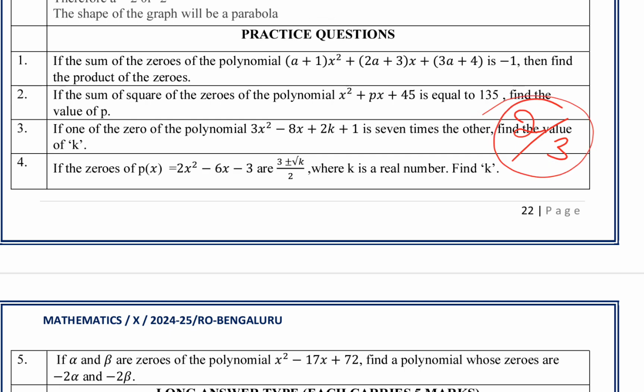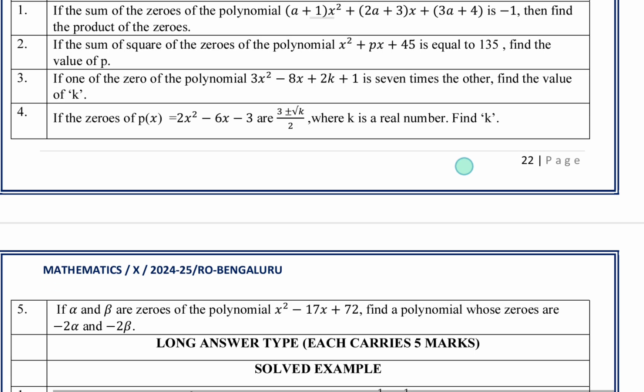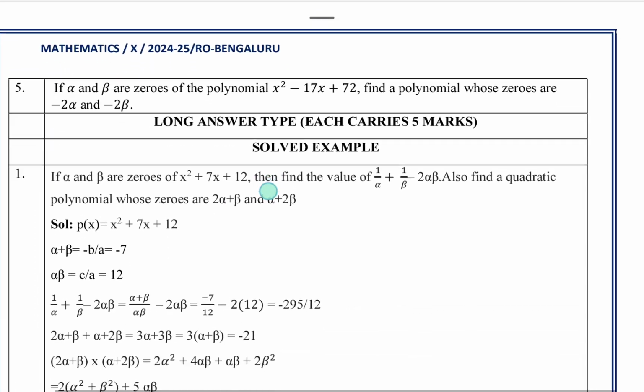Then if the zeros of the p of x equals to 2x square minus 6x minus 3 are 3 plus or minus root k divided by 2, where the k is the real number, find the value of k. Here the fourth answer, that is 15. The value of k equals to 15. Then next we are coming for the fifth question.